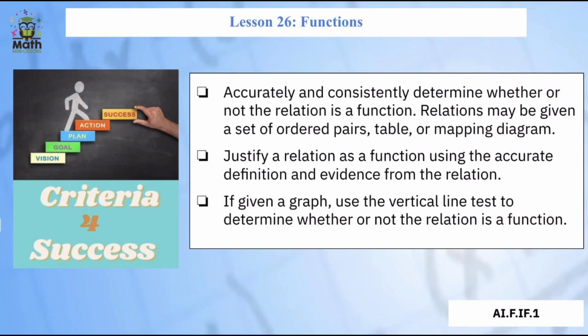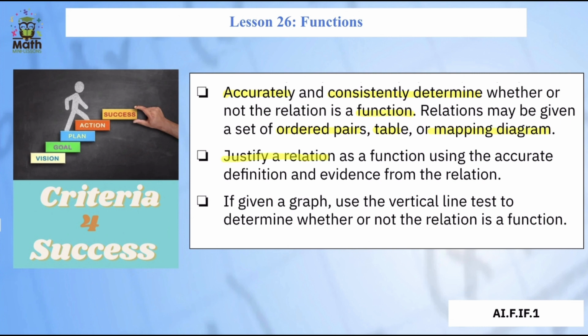Welcome to lesson 26. We're talking about functions. Here's our criteria for success. We want to be able to accurately and consistently determine whether or not a relation is a function. So that's number one. And this can either be when you're given ordered pairs, a table, or a mapping diagram, to be able to look at it and identify it. That's a function, or no, it's not.